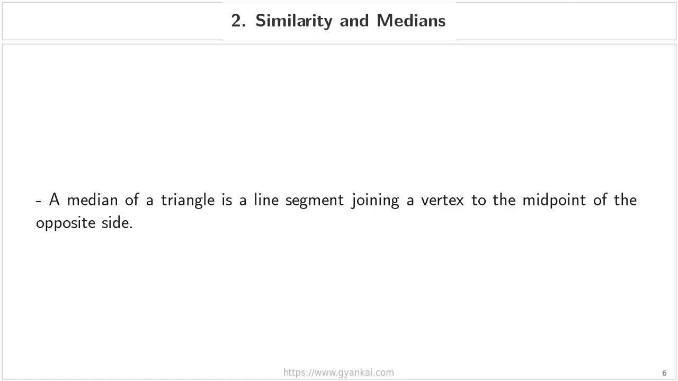2. Similarity and medians. First, let's make sure we are clear on what a median actually is. If you take any triangle and draw a line segment from one of its vertices straight to the exact midpoint of the side directly opposite to it, that line segment is called a median.